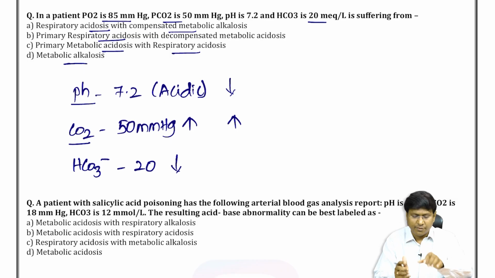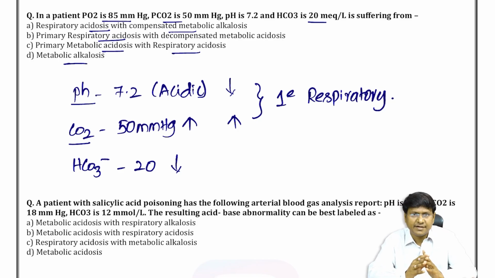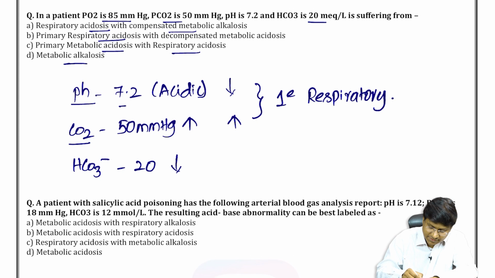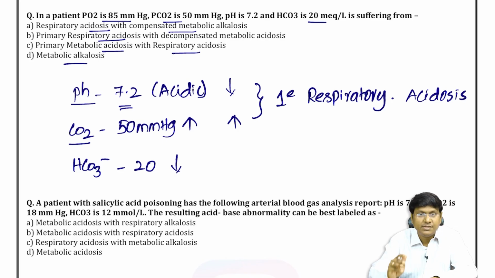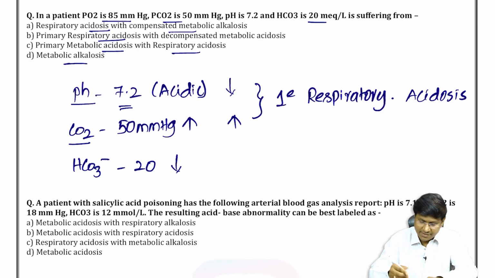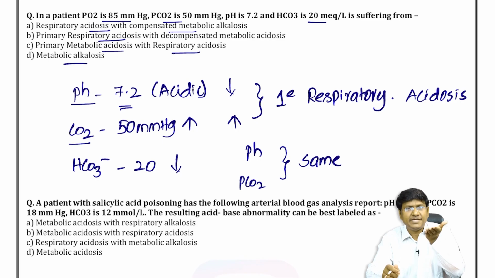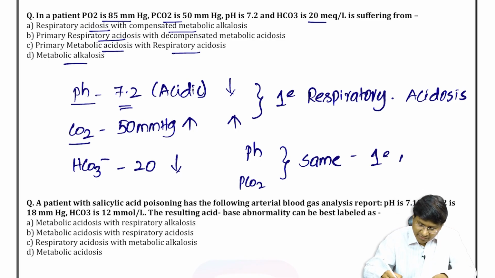When both of them are changing in opposite directions, what is the primary acid-base disorder? The primary acid-base disorder will be respiratory. And respiratory what? Because the pH is reduced, it will be respiratory acidosis. So the rule is, if pH and PCO2 change in opposite directions, the primary acid-base disorder is respiratory. Whereas if pH and PCO2 change in the same direction, that means either both decreased or both increased, then the primary acid-base disorder will be metabolic. Please remember, this is a very, very important point.